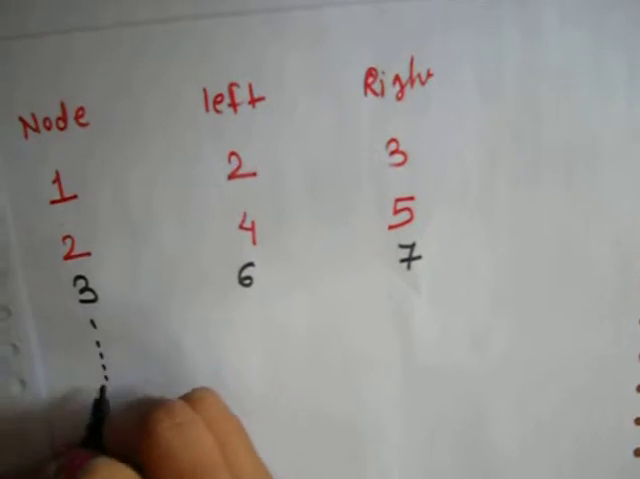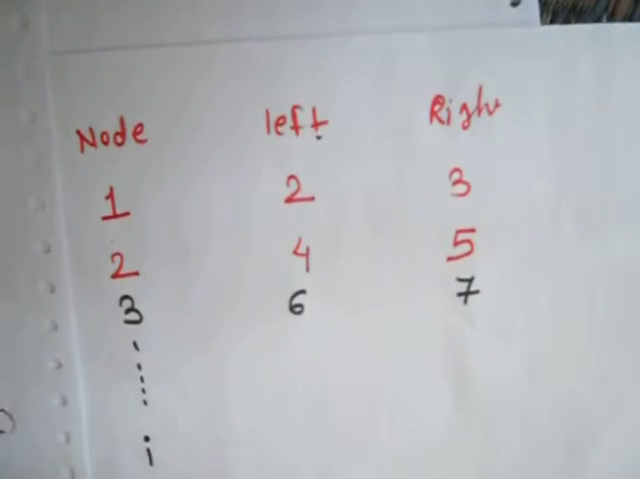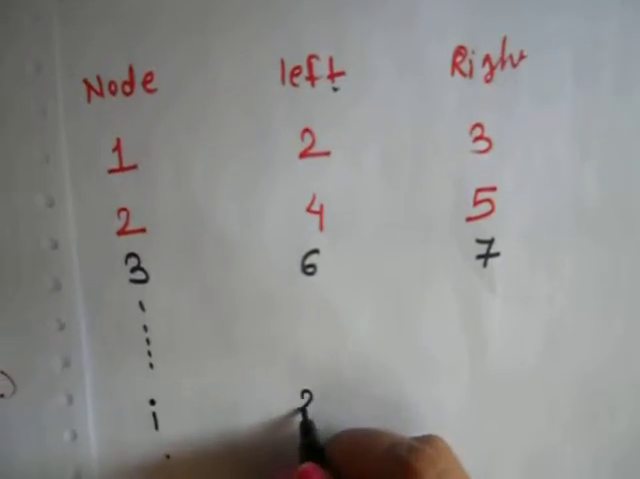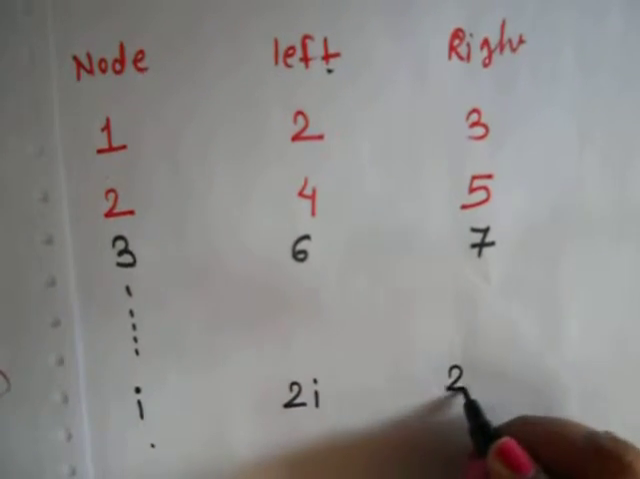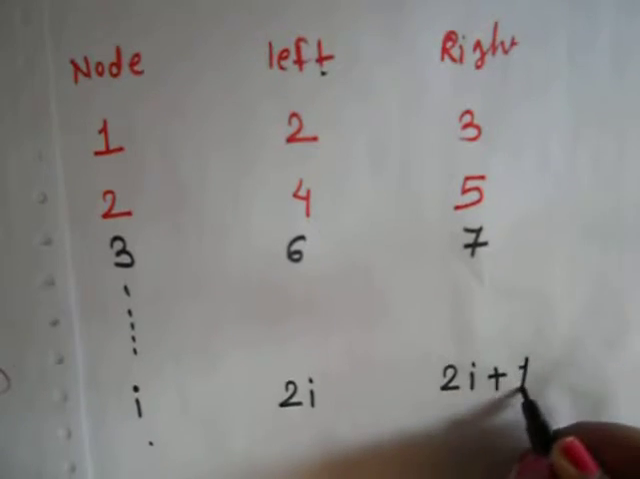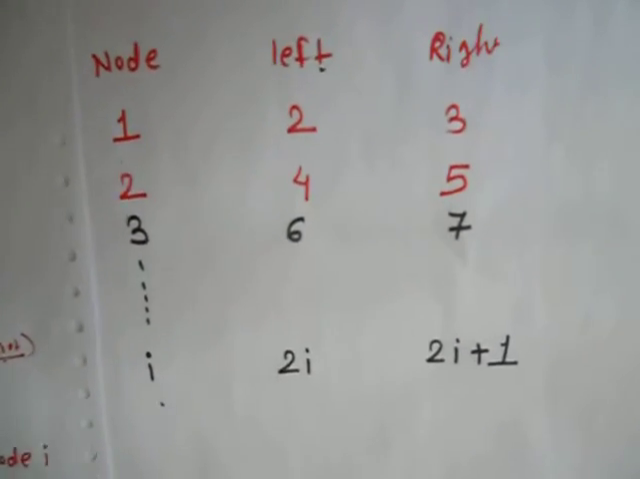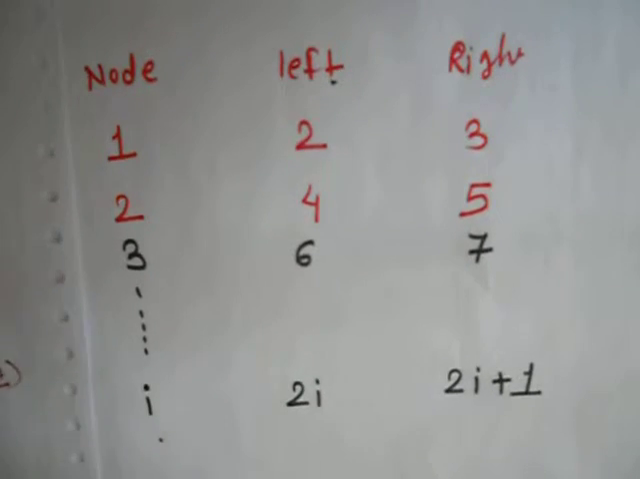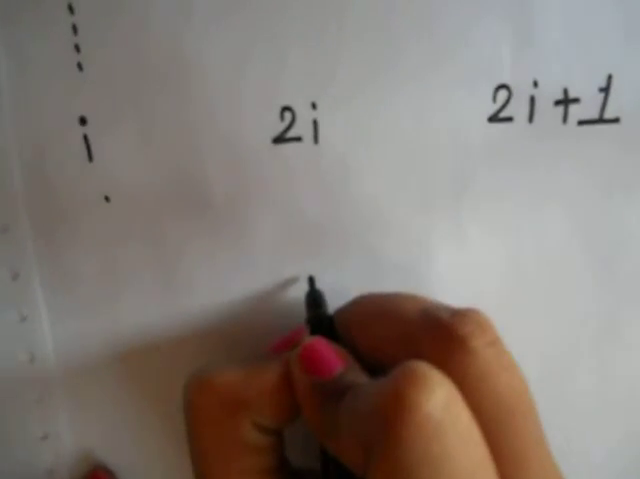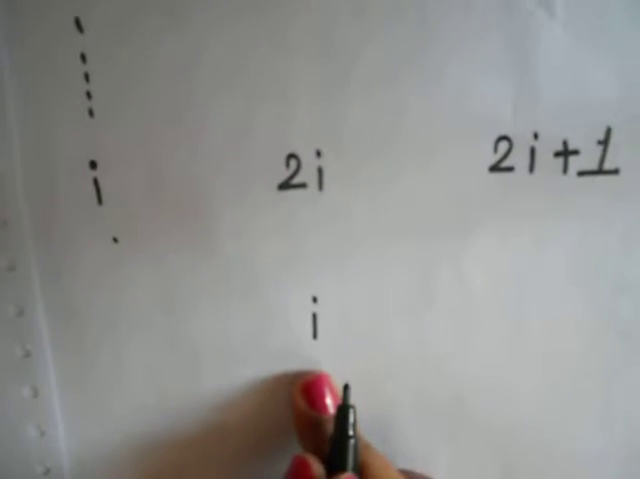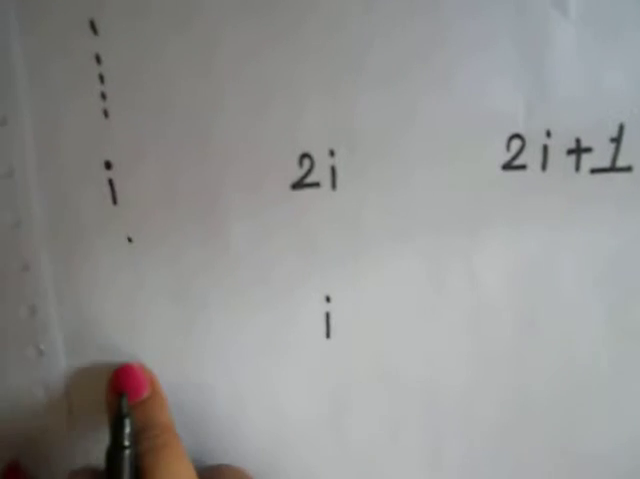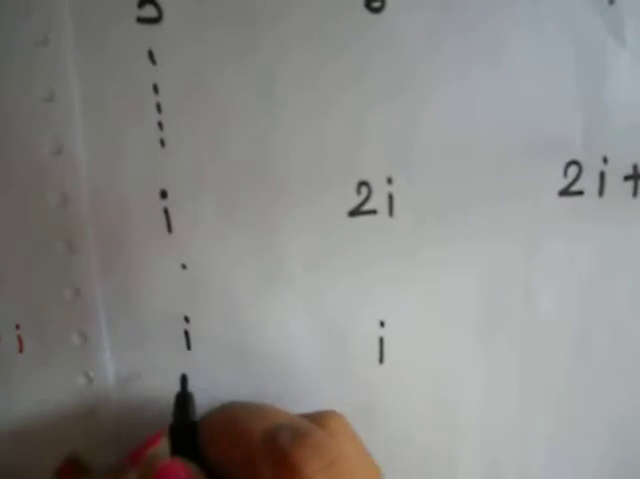So in general, if I want to find out the position of the left child of the ith node, we will get 2i, and the right child we will get as 2i plus 1. Now in reverse, suppose we know that our left child is present at the ith position, so what will be the parent node position? Parent node position is i by 2.